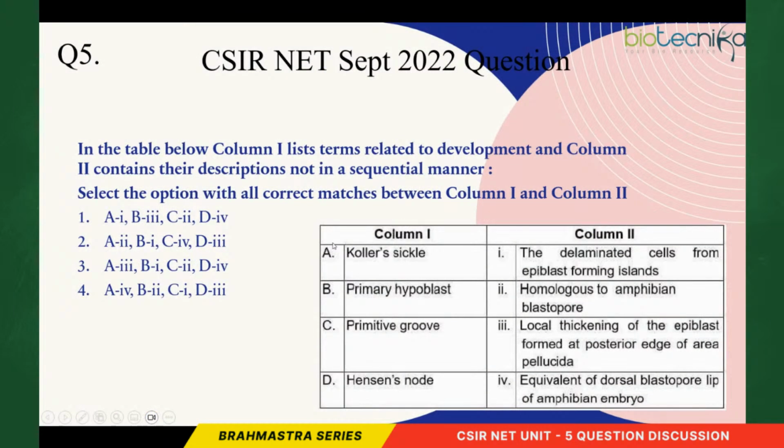Okay, this is a question which is based on the gastrulation process of amphibians and avians. Chick and amphibians, as you know, have some homology in the structures which are responsible for the gastrulation process. Can you match the correct ones?